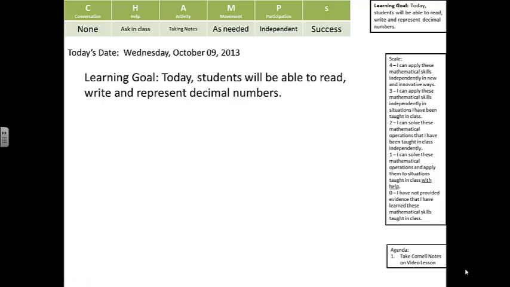All right, so we're going to start our next lesson now. Actually, for this lesson, we're going to have two learning goals. So we'll do the first learning goal first, and then partway through, you'll see we'll start a new learning goal. So the first learning goal that we're going to do is students will be able to read, write, and represent decimal numbers.